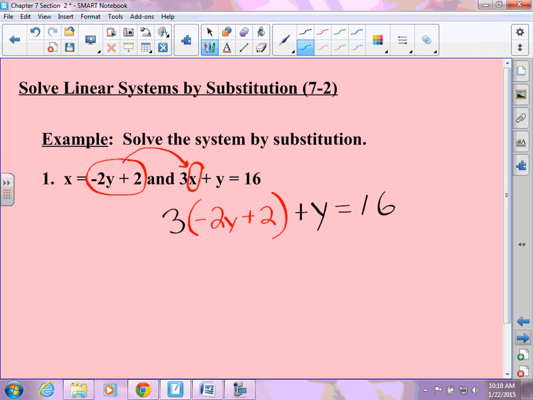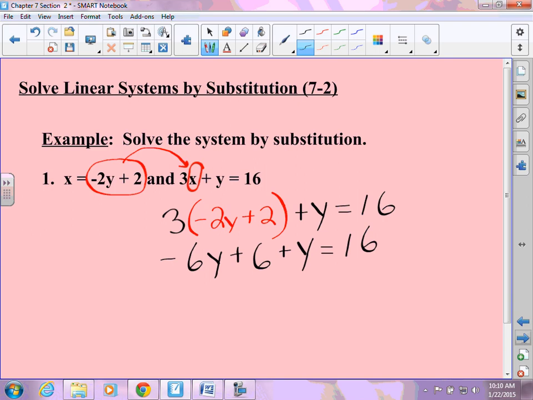Do you notice now that I only have one variable in my equation? I have y. I got rid of x by doing a substitute. Okay, so now I'm going to solve this. I'm going to distribute. So 3 times negative 2y is negative 6y, plus 3 times 2 is 6, plus y equals 16. Notice that we're using all those algebra skills we've been working on. That's why I hammer you on all those algebra skills, because we're going to use them. Right now, I'm going to combine like terms.